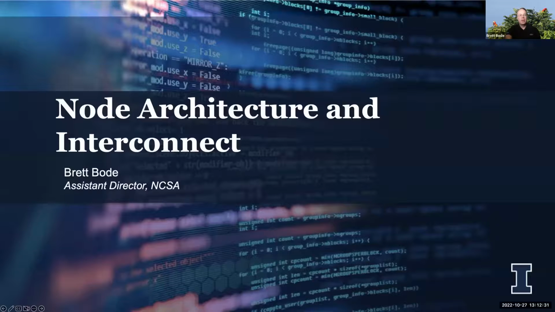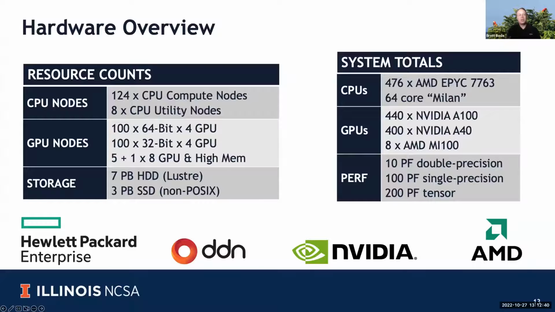All right, with that, I'll change gears a little bit and talk about the node architecture and interconnect. So these are basically the hardware components of the system. The high-level overview of the system looks a bit like this. So we have several different node types within Delta, and those have different partitions when you're submitting jobs.